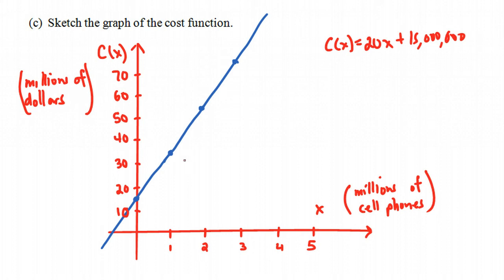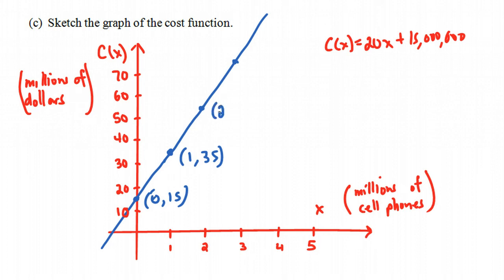Now notice a few points on here. Let me do this in blue. This is the point 1 comma 35. What does that mean? To produce 1 million cell phones, it costs $35 million. This point is 0 comma 15. To produce 0 cell phones, it costs $15 million. Those are your fixed costs. Even if you don't produce any cell phones, you still have costs involved, 15 million.